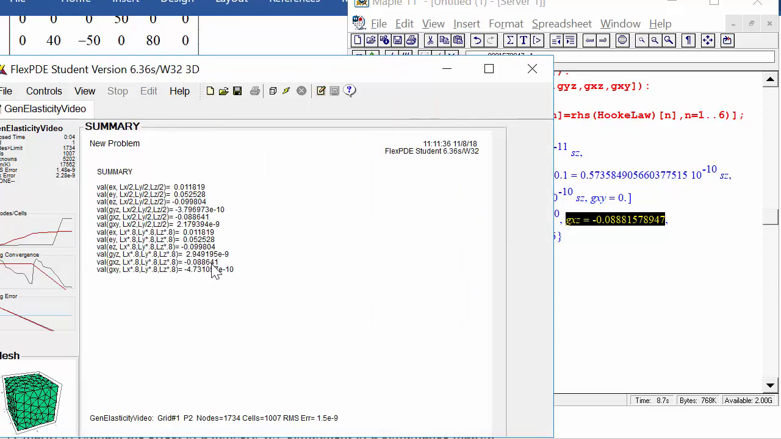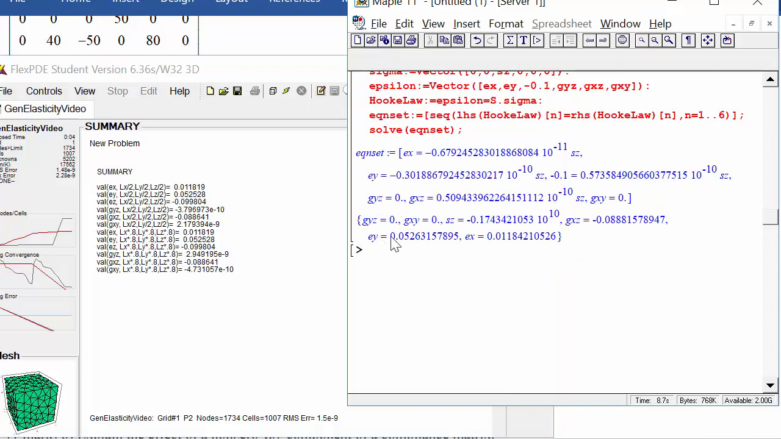Okay, 0.08864, and that's all good. And then 0.05263 for EY, and we've got that one right there, 0.052526, and that's it. And we have E-10, E-9 for the YZ and the XZ.